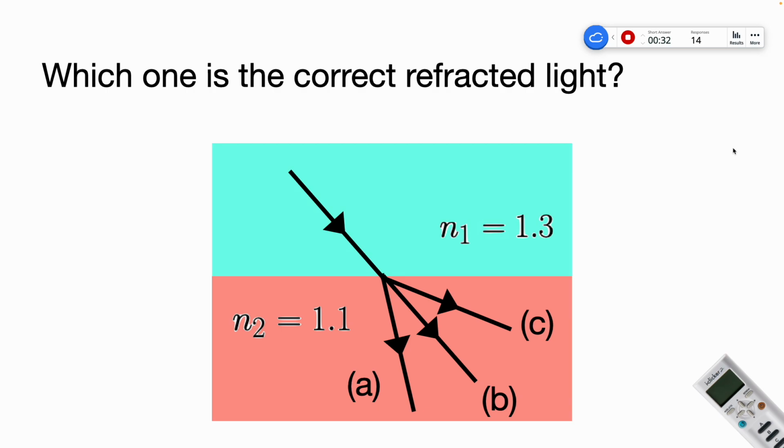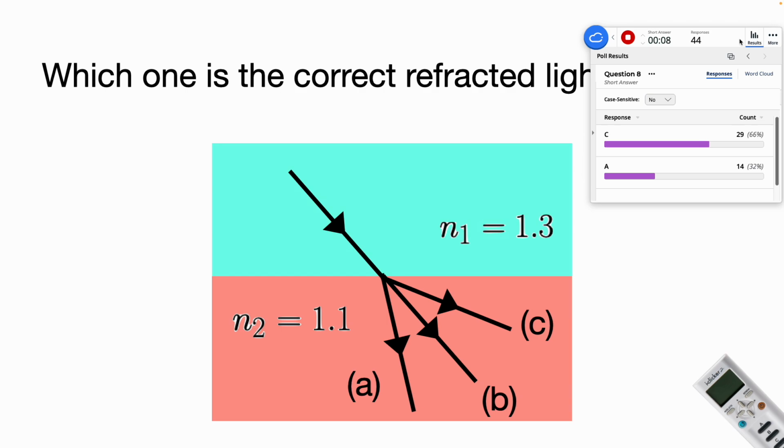So remember, big index means it slows down the light more. So when you go from 1.3 to 1.1, you go from slow to fast. When you go from slow to fast, you bend away from the normal line. Which means the answer is C. Good job.